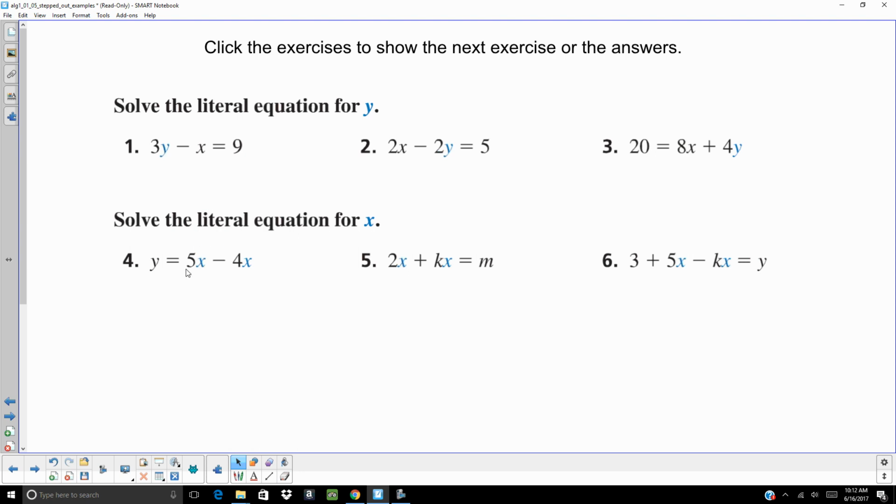Down here, go ahead and try 4 through 6 as well. Here, you're going to have to do the opposite of the distributive property. You're going to take that x, and you're going to get x parenthesis 5 minus 4. Actually, you probably could have combined those like terms too. All right, go for it.